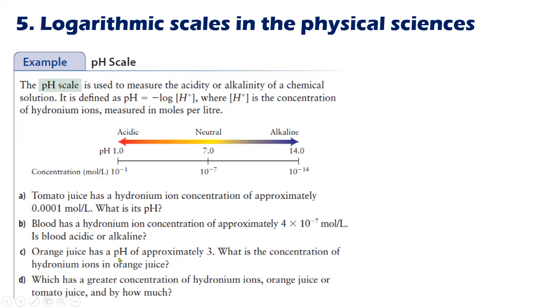Question C, orange juice has a pH of approximately 3. What is the concentration of hydronium ions in orange juice? Question D, which has a greater concentration of hydronium ions, orange juice or tomato juice, and by how much? Okay, I'll leave you 5 minutes to think about this question, and we'll have a look at the solution together, okay?